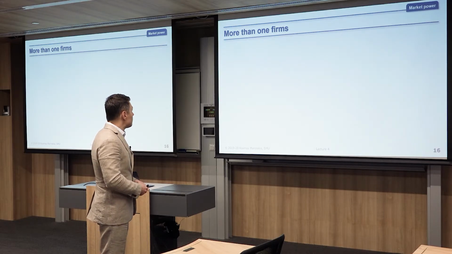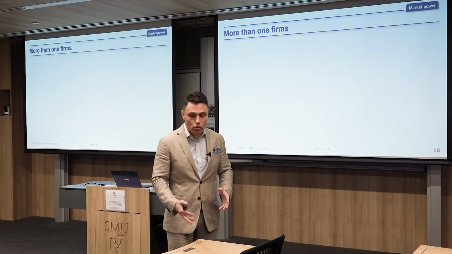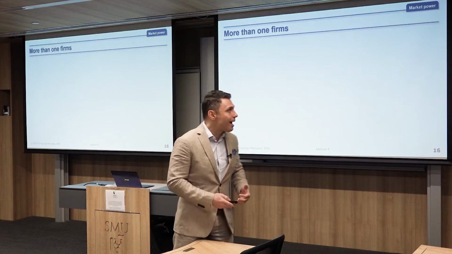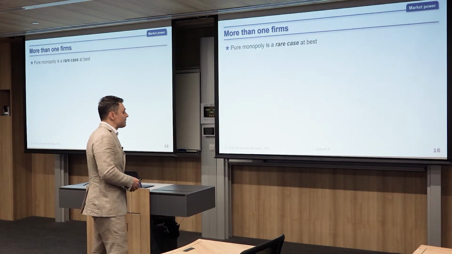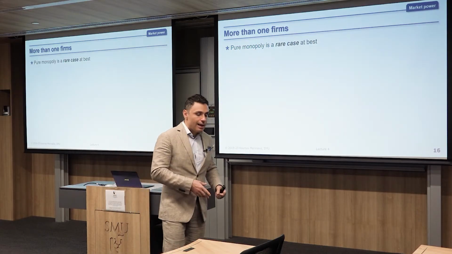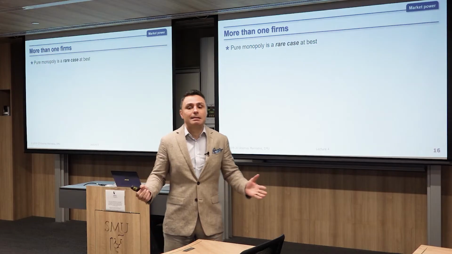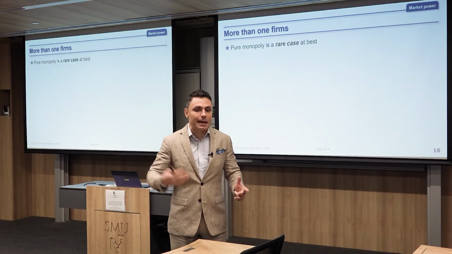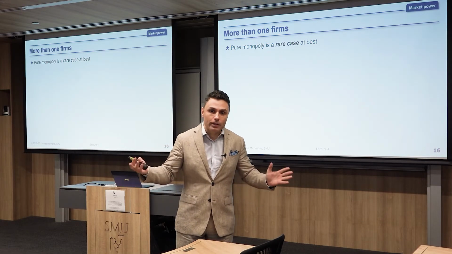What happens if you have more than one firm? Let's start breaking our assumptions a little bit, water them down a little bit, and see what will happen. So pure monopoly is a very rare case. A real pure monopoly happens extremely rarely. You must have something like a prohibition, so nobody can make this product. Maybe only the government can offer it or something like that.